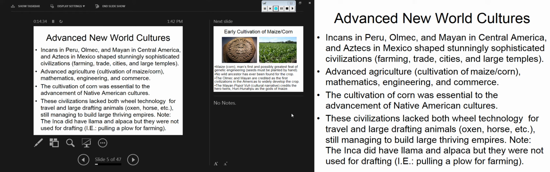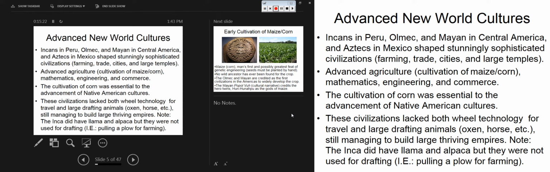The main reason for this is because there was a lack of drafting animals that we would have seen in Europe. So no oxen, no horses. Those are going to be brought over by the Spanish and the English. Furthermore, we're going to look at, when we talk about Jared Diamond and Guns, Germs, and Steel and his theory of geography separating the haves from the have-nots, this is a big part of his case study. The fact that the Inca have llama and alpaca, but they're not drafting animals.